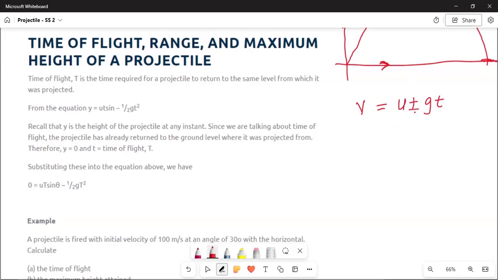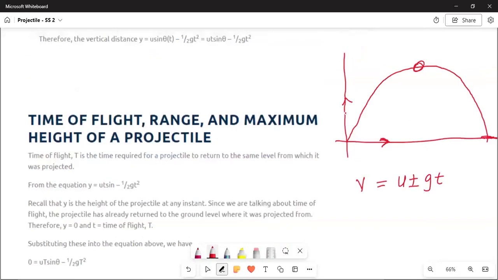Since we are concerned about the vertical component of the velocity, the velocity of projection is projected at an angle theta to the horizontal. Then we resolve it into the vertical and the horizontal components. That's the essence of resolving it there. The vertical component we say is u sine theta, while the horizontal component is u cos theta.